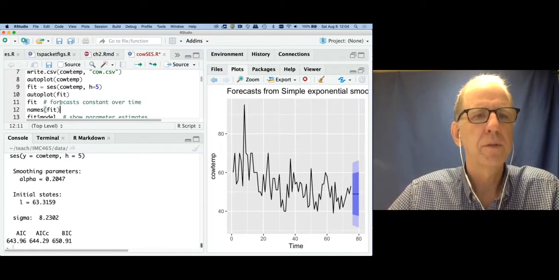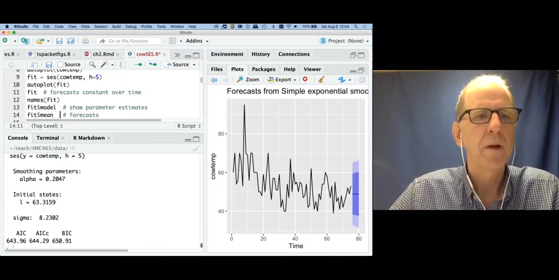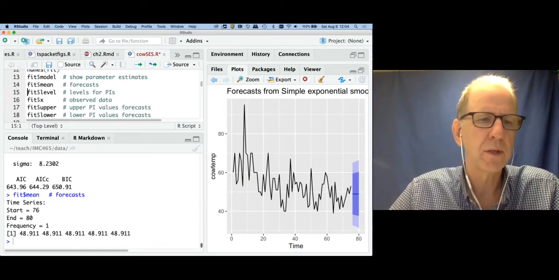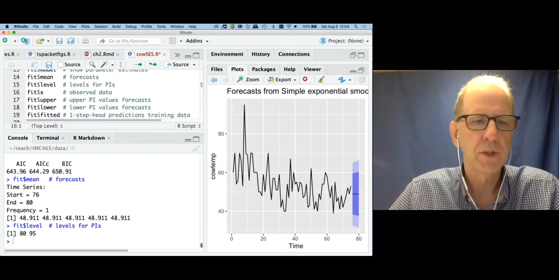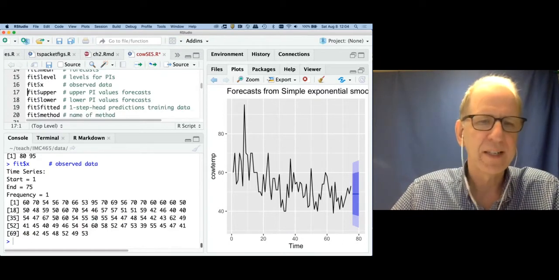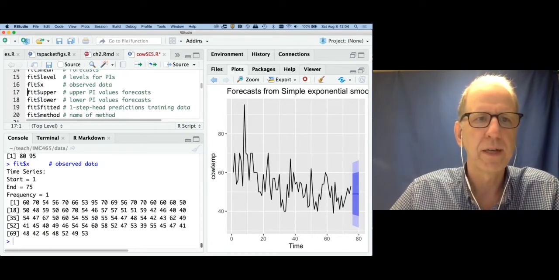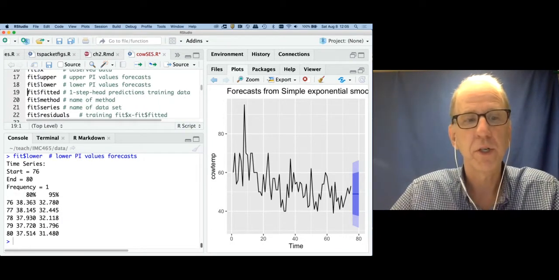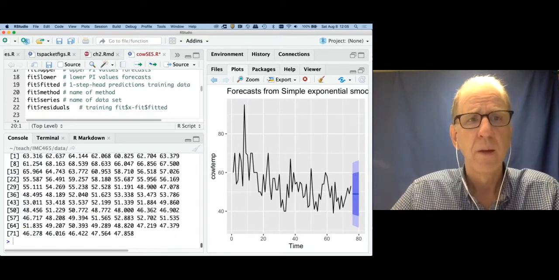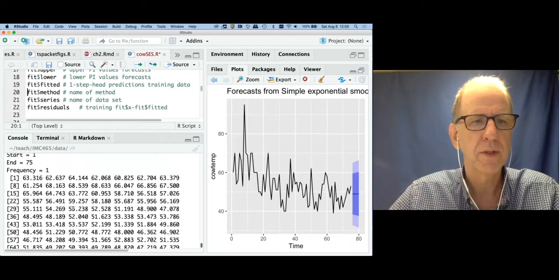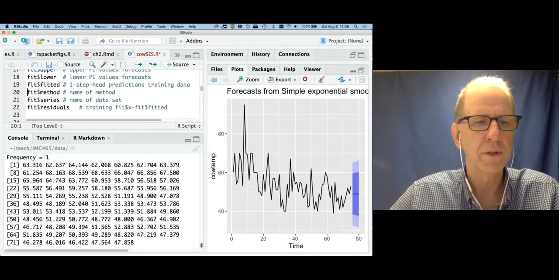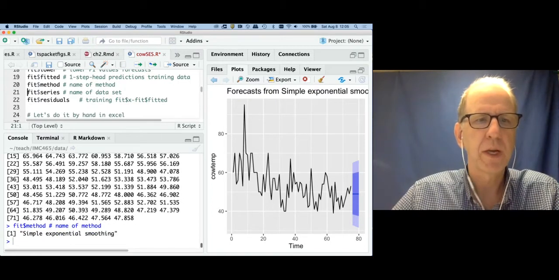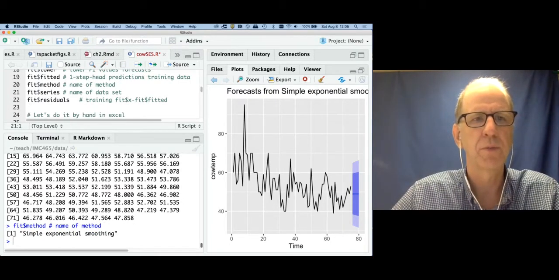Then let's carry on. The fit dollar mean gives me the forecast values, so 5 periods into the future. Fit dollar level just tells me the PIs. Fit dollar x gives another copy of the original data set. Lower and upper give me the prediction intervals for the forecasted values. The fitted component of this list gives me the values for all of the 75 training cases. Method gives me the name of the smoothing method, in this case, simple exponential smoothing.